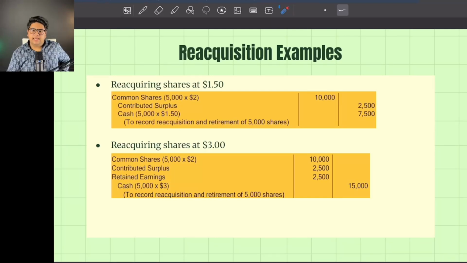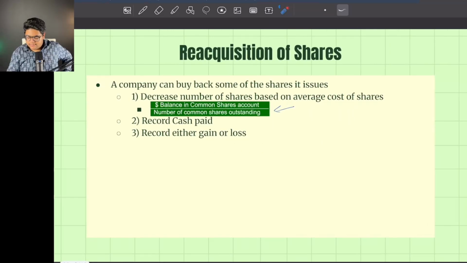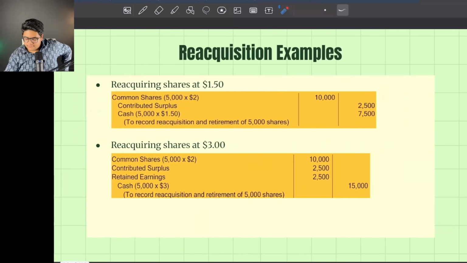This is an account that basically calculates whether it's kind of like a gain or a loss almost, but for your reacquisition of shares. This is like the step 3 that we calculate. So in this case, you would have a credit balance of your contributed surplus.